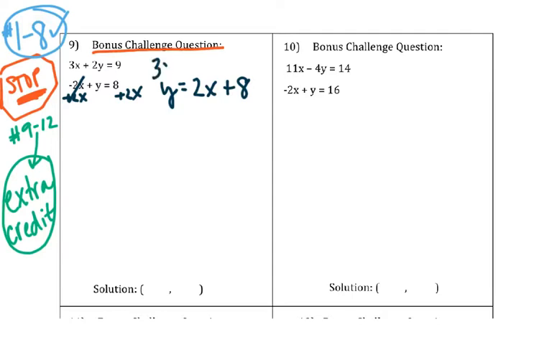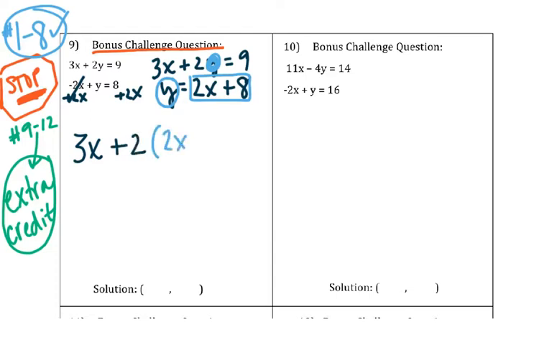Now I'm going to rewrite the top equation, so that way we have everything nice and pretty right here. Now this looks just like what we did before. I have a letter by itself, so I circle it. I know what y is. y is 2x plus 8. So instead of this y right here, I'm going to replace it. I'm going to write that standard form equation, 3x plus 2, but instead of y, I'm replacing it with 2x plus 8. And this whole thing equals 9.